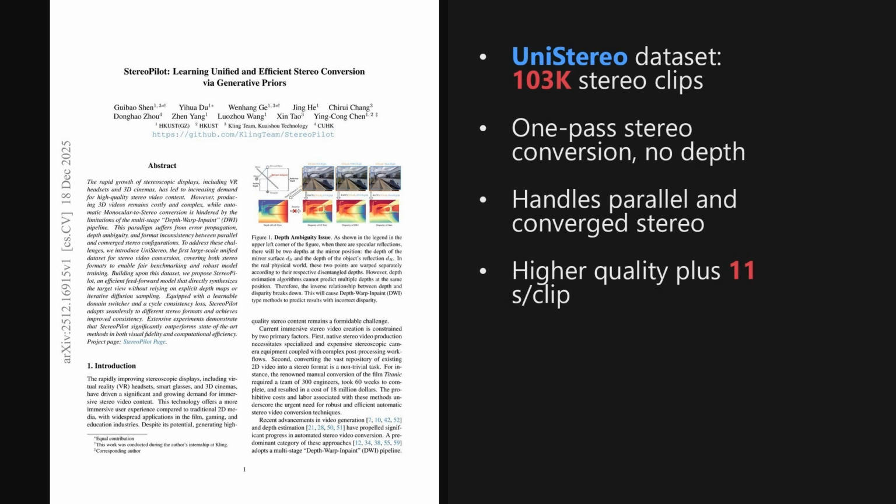Alright, two takeaways stand out. StereoPilot shows that you can skip the brittle depth warp in-paint pipeline and still get high-quality stereo by turning diffusion priors into a single feed-forward prediction. It also shows that a unified dataset plus a simple domain switcher can cover both parallel and converged stereo in one model.